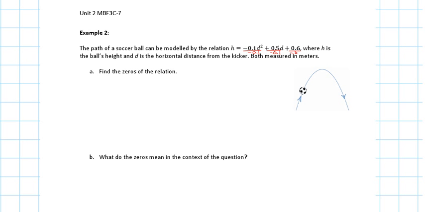What do I have left? What do I get for the first term? d squared. What do I get for the second term? If I divide 0.5 by negative 0.1, I'm going to get a negative 5. You can try it on the calculator and confirm. If I divide 0.6 by negative 0.1, what do you get? Negative 6. So my leftovers look nice and neat, right?